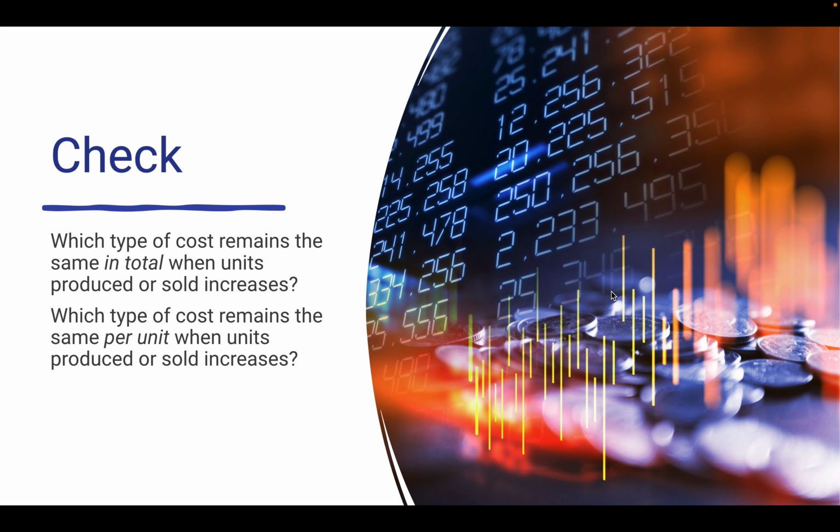So these are simple checks that you can ask yourself to see if you've understood everything so far. Which type of costs remain the same in total when units produced or sold increase? Obviously those are the fixed costs. Which type of costs remain the same per unit when units produced or sold increase? Those are typically the variable costs. So whether it's per unit or in total, those are things you have to think about.